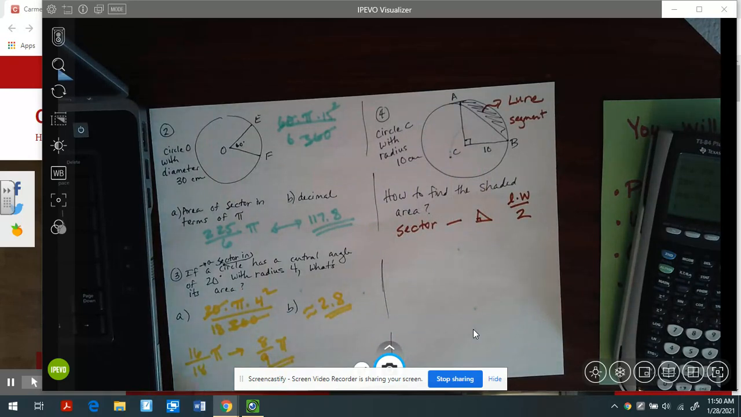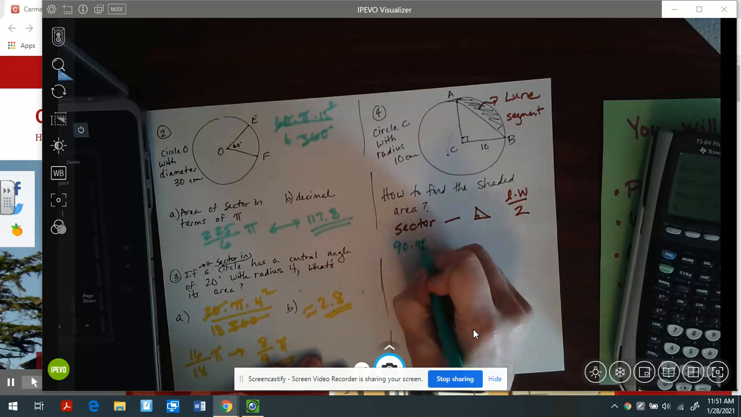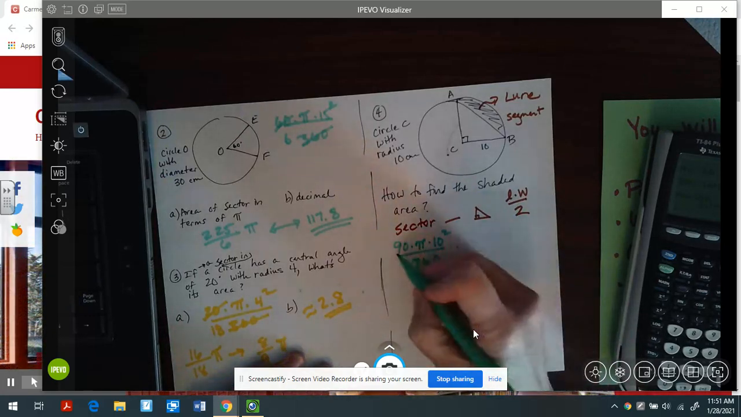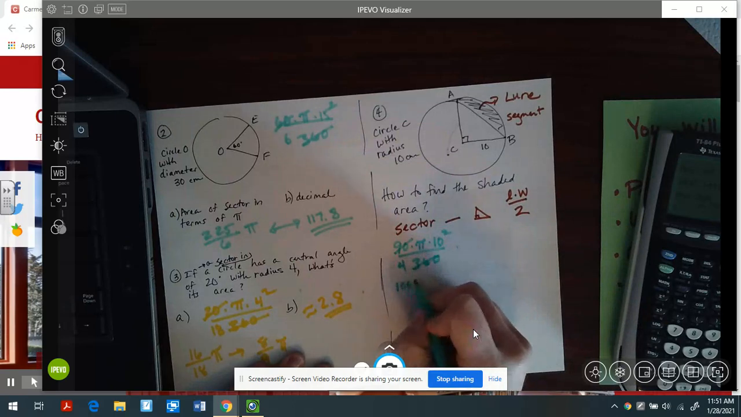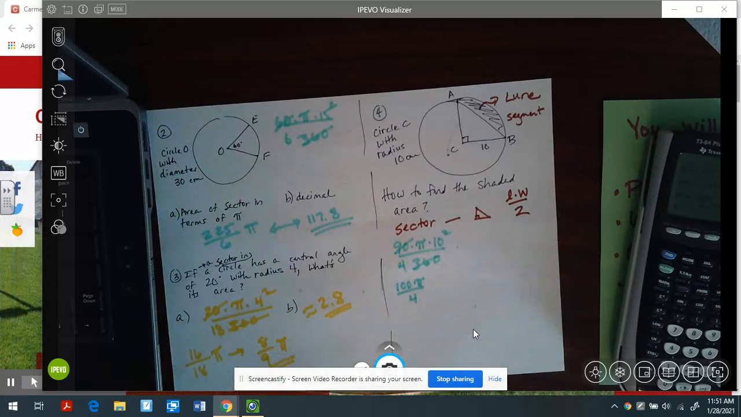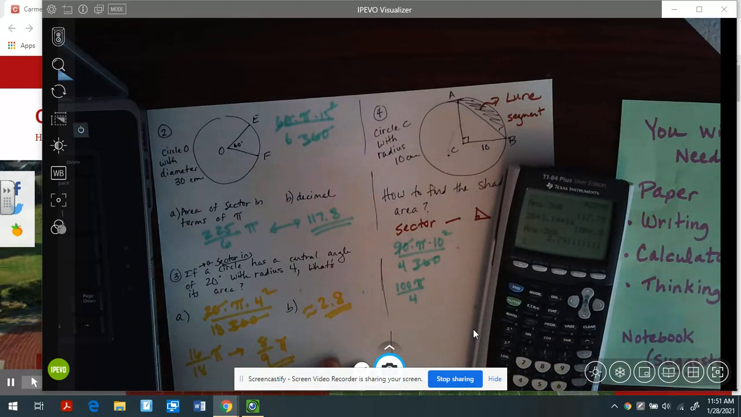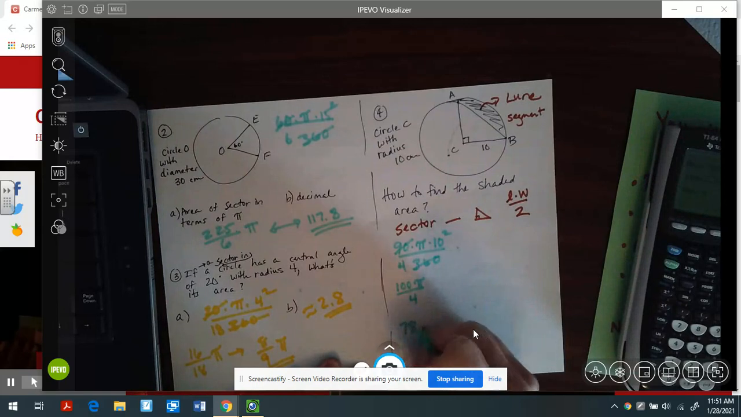So here we go. So for the sector, 90 times pi times radius squared divided by 360. Cleaning it up. 90 goes into 360 4 times. This is now 100 pi over 4. We're going to actually always do the decimal version of this. So let me just go ahead and do that. I apologize. I started to reduce and I really didn't need to because we're just going to use the decimal. So 100 times 3.14 divided by 4. And I get 78.5.